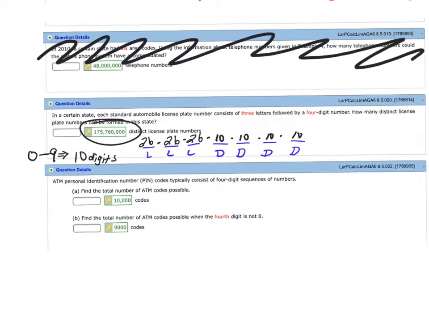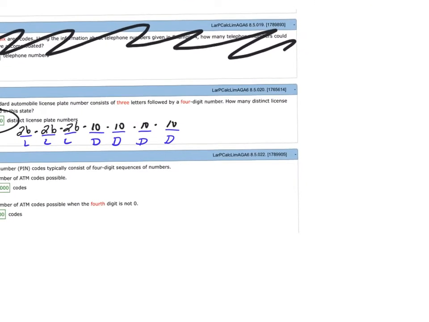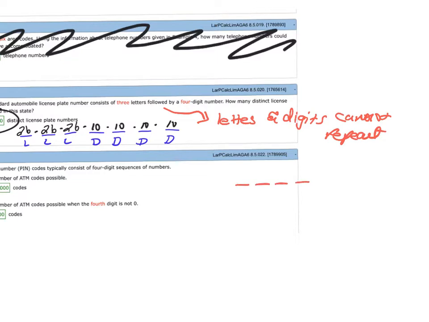If the question said, same exact question, but I'm going to change a little bit. Letters and digits cannot repeat. Same exact question. It's going to be 3 letters and 4 digits. Letters cannot repeat. Digits cannot repeat. Does everybody understand what I mean by that?